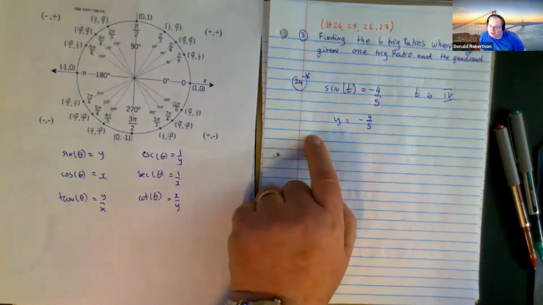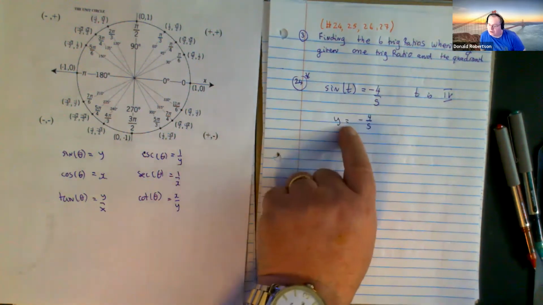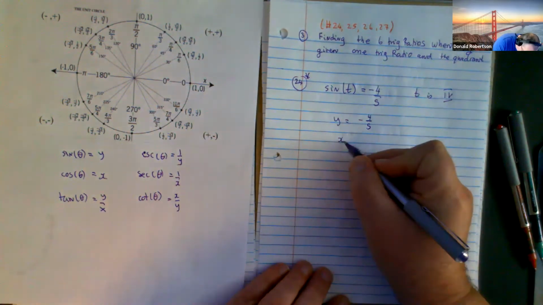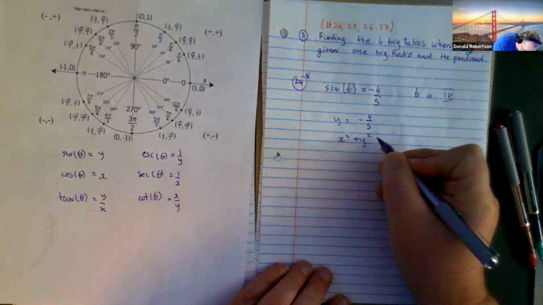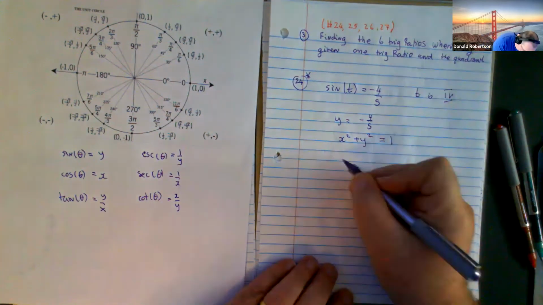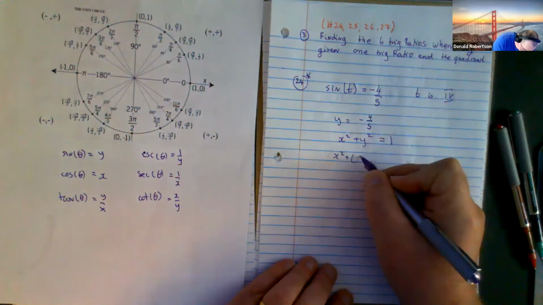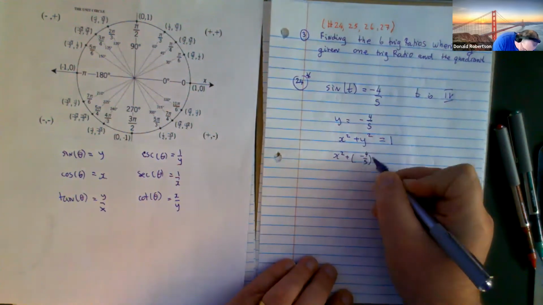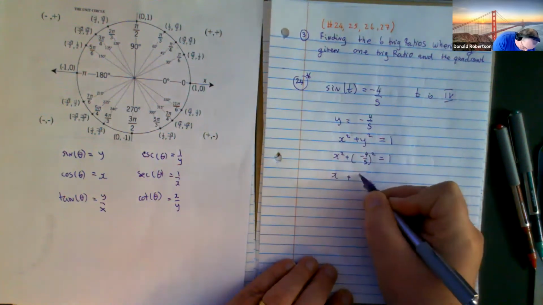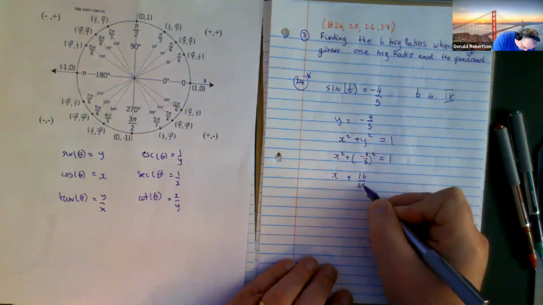I know the y. How do I know it? Because the sine is the y coordinate, right? Well, I'm going to use this guy that we haven't used for a day. Remember the equation of a unit circle? And I know that the y coordinate is negative 4/5. And if you multiply that by itself, you get 16/25.